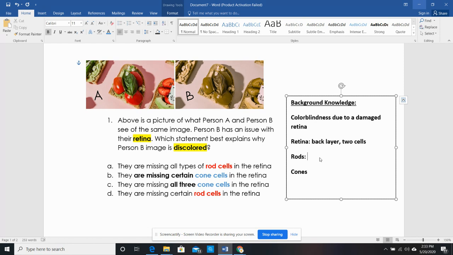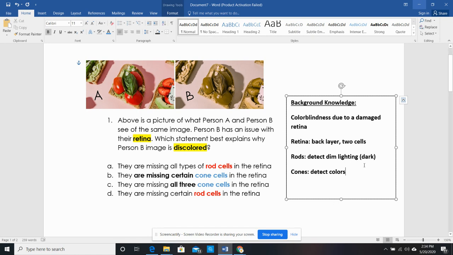What do my rod cells in my retina do? If you said detect dim lighting, then you are correct. That means that they allow us to see in the dark. What about my cone cells? What do my cone cells do? Cone cells detect colors. If you said color, then you are correct.